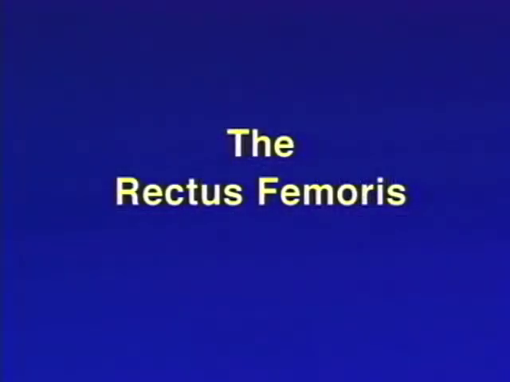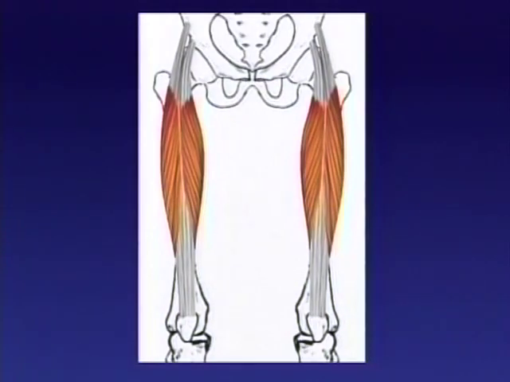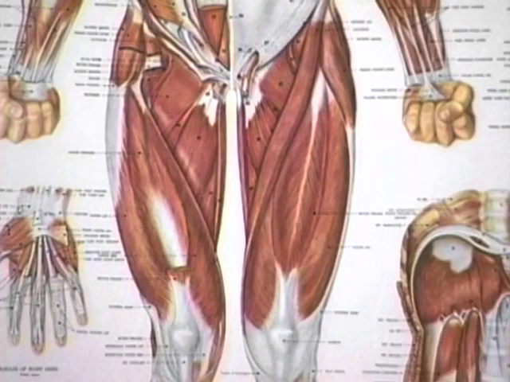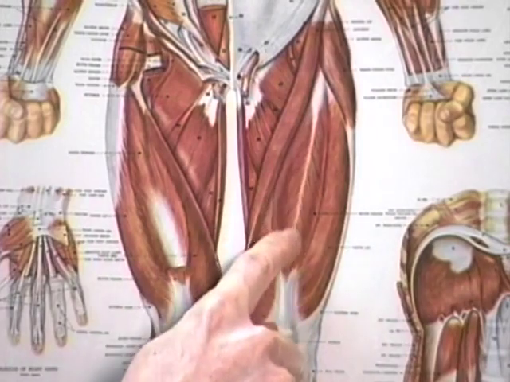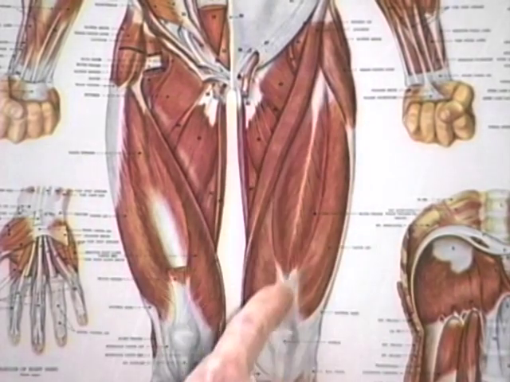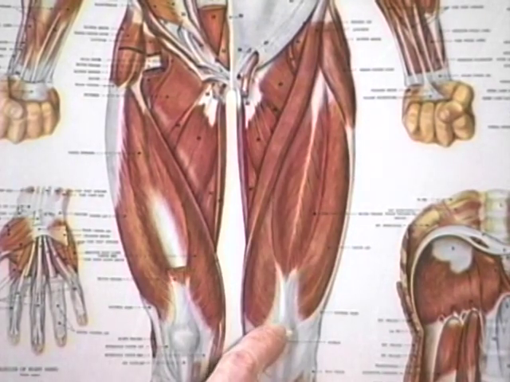The next muscle we'll speak of is the rectus femoris. The rectus femoris originates on the anterior inferior iliac spine of the ilium. It inserts into the tibial tuberosity via the patella and the patellar ligament. The rectus femoris is a very superficial anterior upper thigh muscle located right here as the diagram shows.